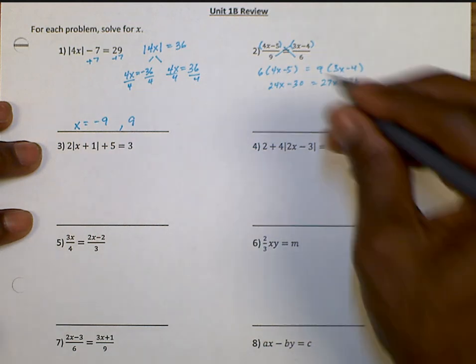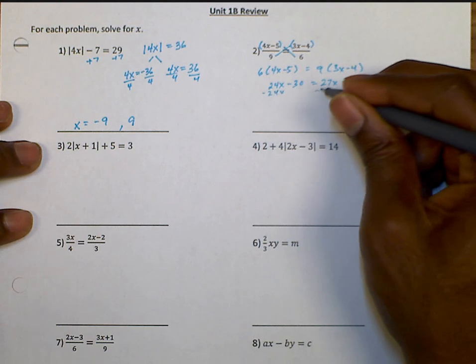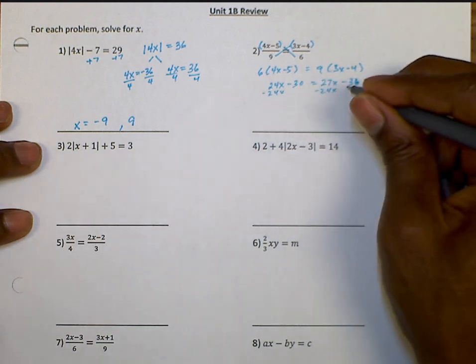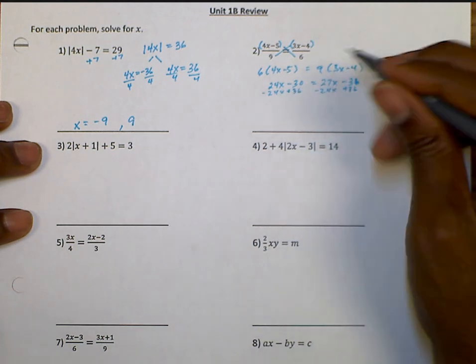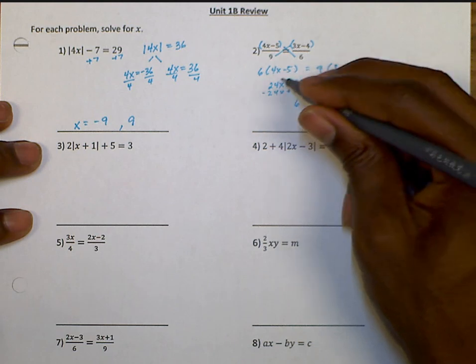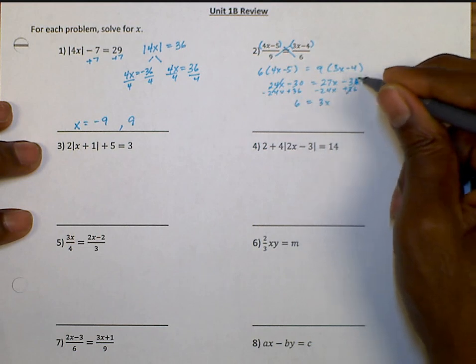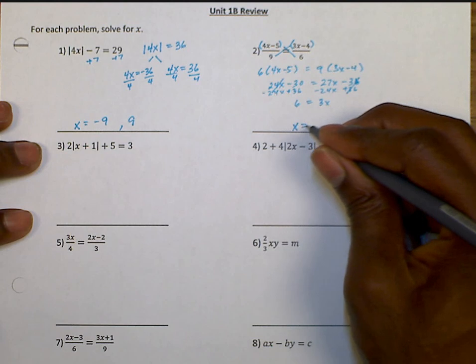Okay, I'm going to get the x's on the same side. I'm going to subtract 24x from both sides. Then I'm going to get the numbers away from it, so I'm going to add 36 to both sides. You can make this two separate steps, but for the sake of space, I'm going to make it one. So here, 6 equals 3x. Divide by 3, and we find that x is 2.